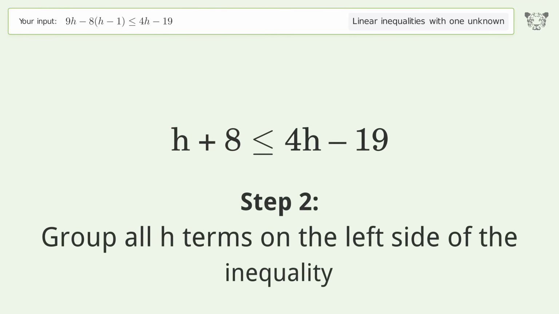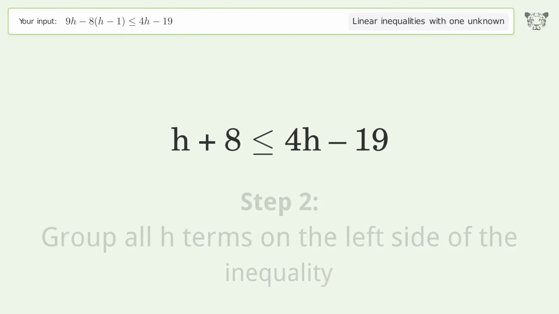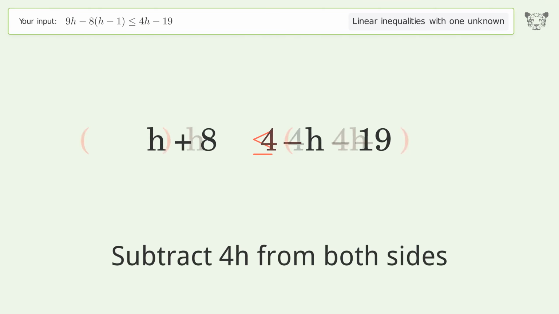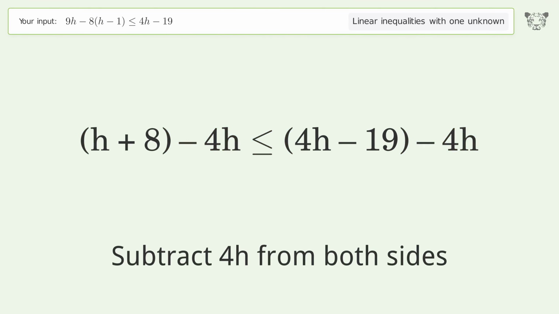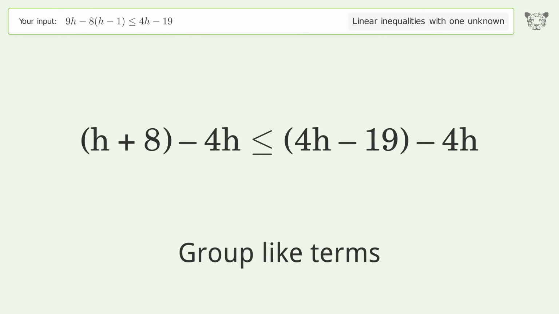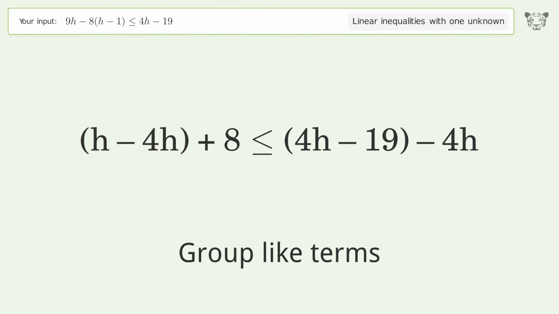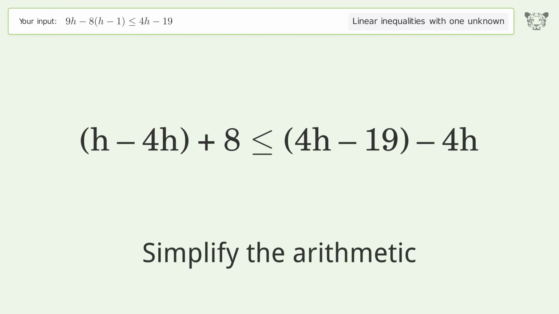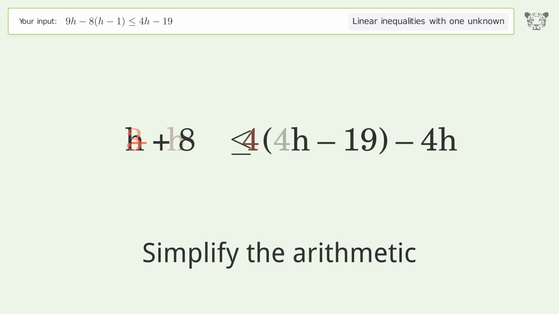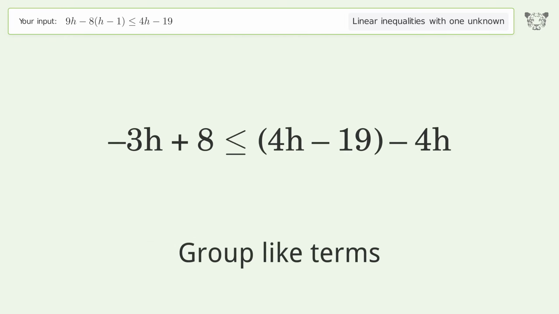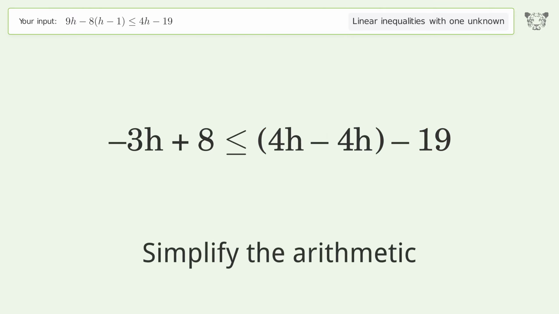Group all h terms on the left side of the inequality. Subtract 4h from both sides. Group like terms. Simplify the arithmetic. Group like terms. Simplify the arithmetic.